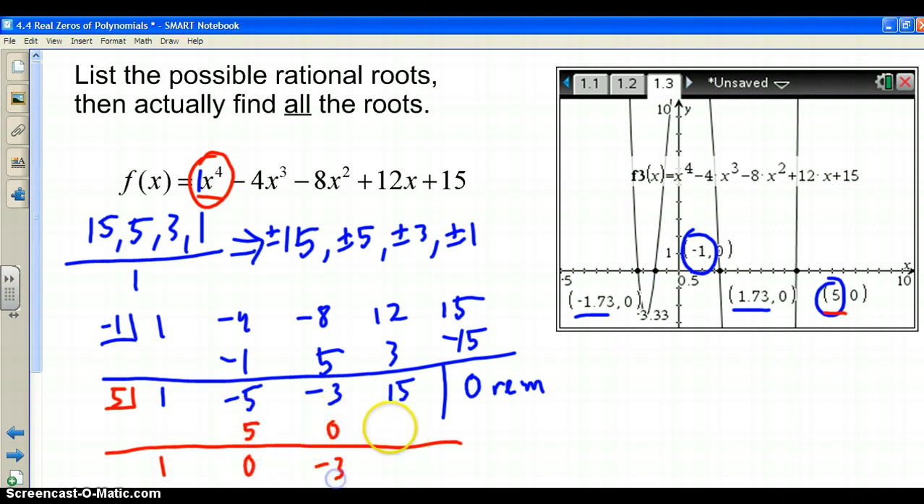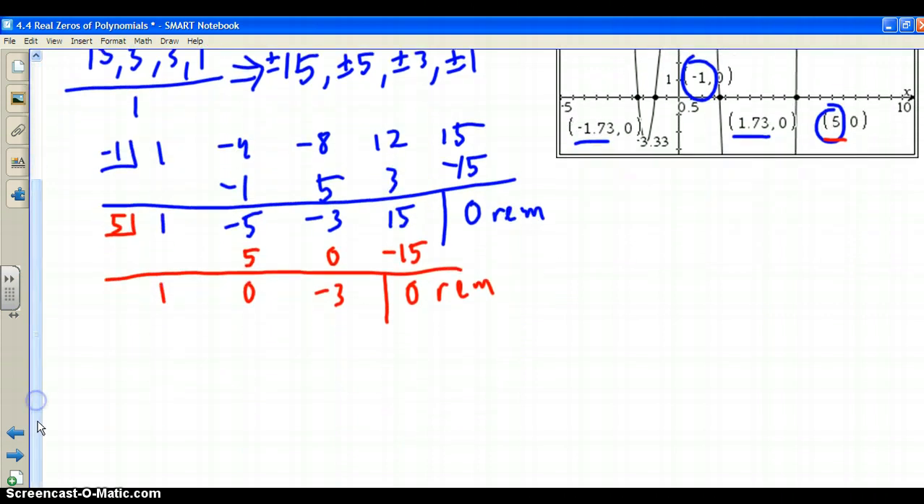0, 0, -3, -15. Remainder is 0. All right. My remainder is 0 again. That's a great sign. Things are working out. So let's think about what this represents. This is a constant. This is x. This is x squared. So at this point, I've got a factor here.